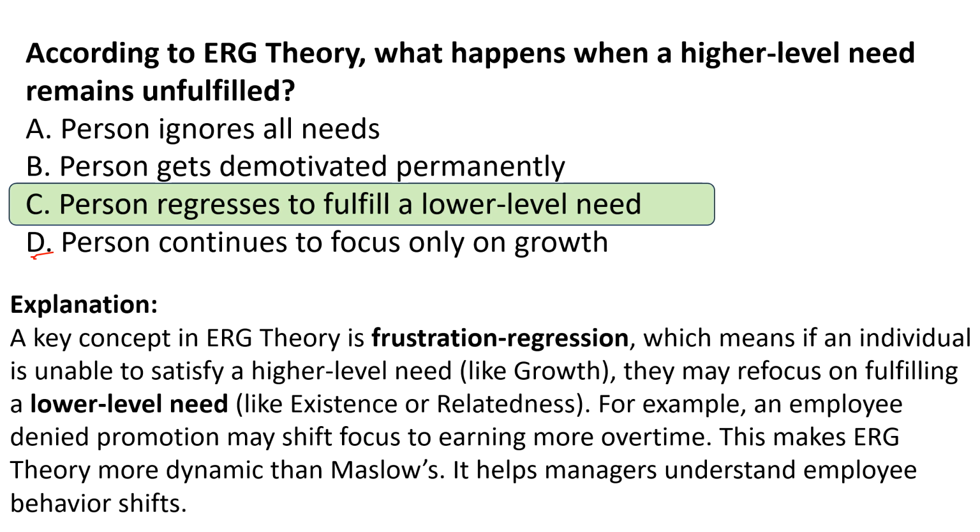A key concept in ERG theory is frustration regression, which means if an individual is unable to satisfy a higher level need, what is that higher level need? That is growth. They may refocus on fulfilling a lower level need. The best example I can tell you: if you cannot do proper work, if you are not understanding how you can complete this task, go to the basics again, learn basic things again, and then move to the advanced one. That is the kind of thing this theory is explaining.